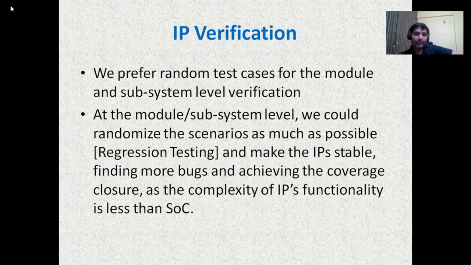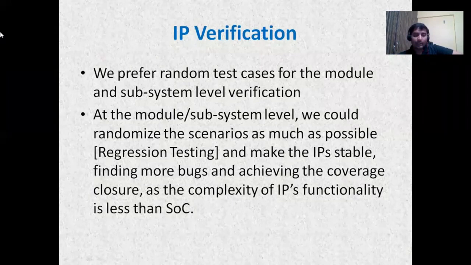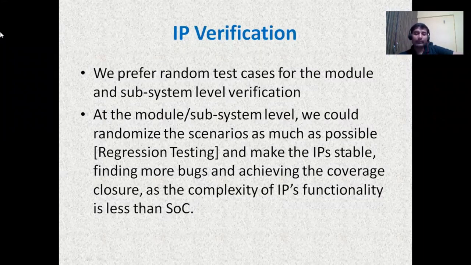We prefer random test cases for module and subsystem level verification. Why do we need random test cases? Because different kinds of inputs can come, so to have such randomness, we develop random test cases for the IP level. At the module or subsystem level, which you can assume is the IP level, we randomize the scenarios as much as possible, which we call regression testing, making the IP stable, finding more bugs and achieving coverage closure, as the complexity of the IP functionality is less than the SOC.